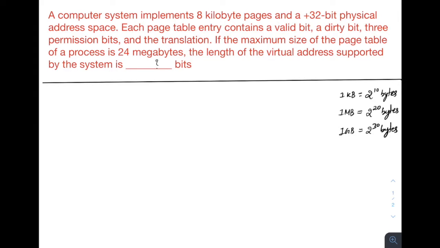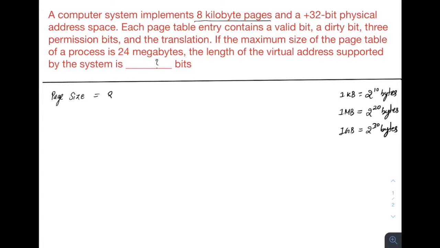First, let's try to break down this question, because it has so many details. Let's break down each of these. First, we see a computer system implements 8 kilobyte pages. What does this mean? 8 kilobyte pages means the page size is 8 kilobytes. If you remember from the concept of paging, I have already made a video on paging. I will attach the link in the description. In paging, the process is divided into multiple pages, and how many pages there will be depends on the page size. So the page size here is given as 8 kilobytes.